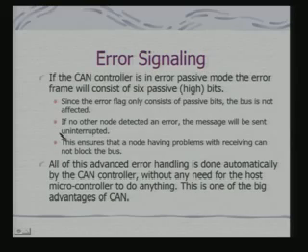There is also a passive error mode of the CAN controller. In this case, the error flag only consists of passive bits. So, the bus is not affected. If no other node detected an error, the message will be sent uninterrupted. This ensures that a node having problems with receiving cannot block the bus. This is something which is very, very important.